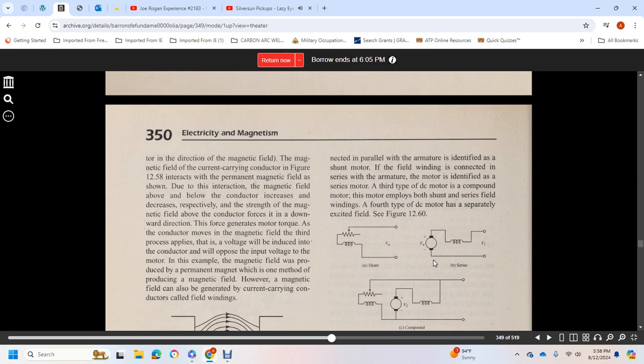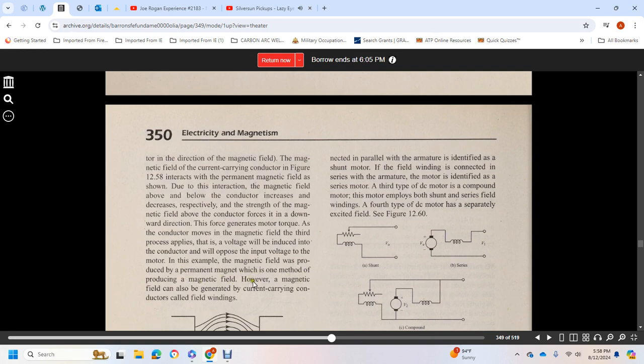The magnetic field of the current-carrying conductor in figure 12.58 interacts with the permanent magnetic field. Due to the interaction, the magnetic field increases above and decreases below the conductor, respectively. The strength of the magnetic field above the conductor is in the downward direction, and the force generates more torque as the conductor moves through the magnetic field, where the third process applies. The voltage will be induced in the conductor, an amount related to the input voltage of the motor.